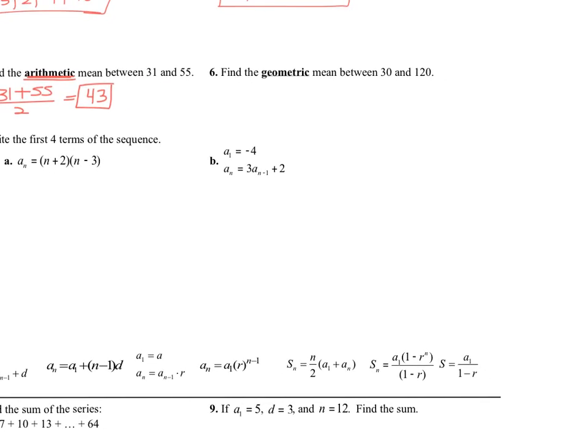Okay. Number 5, geometric mean. This one you're not adding anymore. Now you're multiplying. Remember, geometric, you're always multiplying. So 30 times 120, and then you take the square root of it. So it's always the product of the 2 numbers, and then square root it. That comes out to 3,600 square rooted, which is 60.